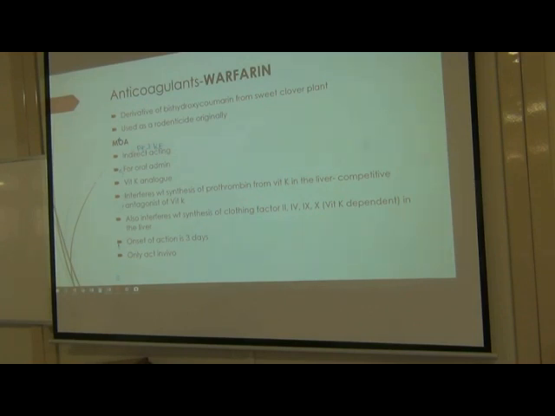Okay, heparin acts on antithrombin 3. Warfarin acts on vitamin K. It's a vitamin K analog. Okay. So what it does is to interfere with the synthesis of vitamin K. And if we look at the clotting factor, what's the role of vitamin K in the clotting factor? Anybody remember? What is it?